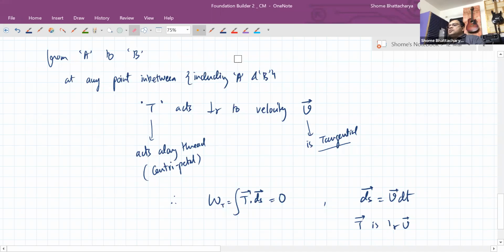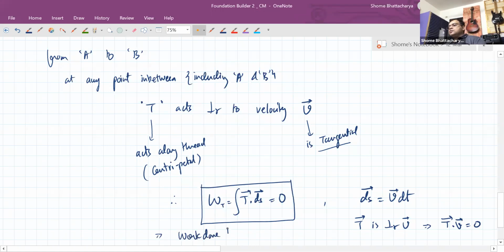Just like in a normal situation in work energy, you see that work done by normal reaction is 0, because it is perpendicular to the instantaneous displacement. So like that, the work done by tension is 0, because it is perpendicular to the velocity. So dot product of tension and velocity is 0. The angle between them is 90 degrees, so cos 90 is 0. So work done by tension is 0.